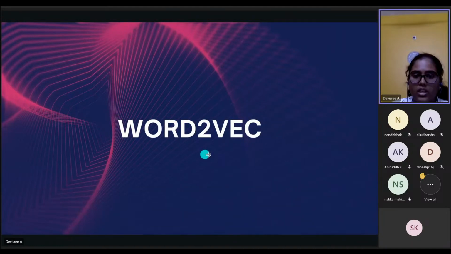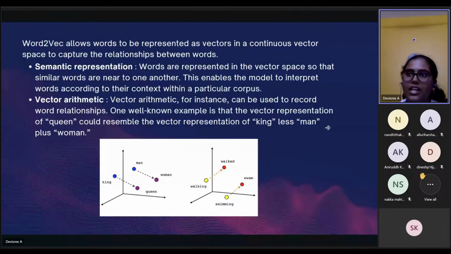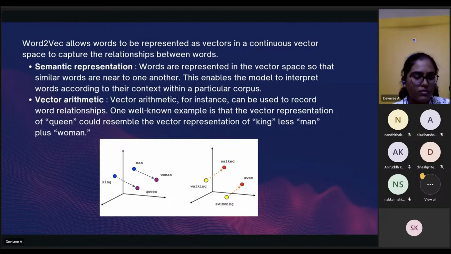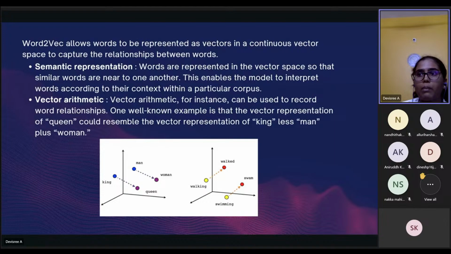Now let's come to word-to-vec. Word-to-vec is one of the most interesting forms of word embeddings, something you can visualize more easily. Word-to-vec allows the words to be represented as vectors in 3-dimensional space, or any dimensional space in that sense, which you can visualize easily. There are 2 important features in word-to-vec: semantic representation and vector arithmetic.